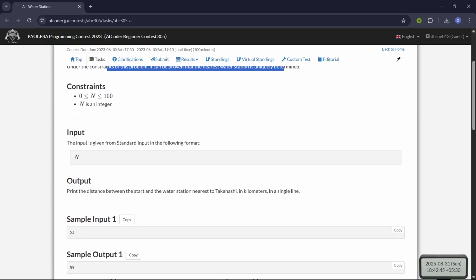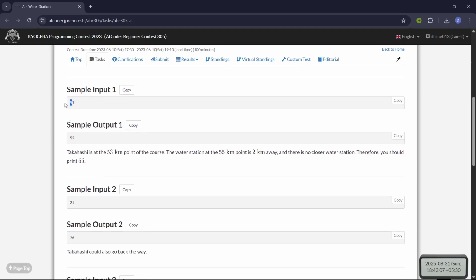Under the constraints of this problem, N is given from 0 to 100. In every question we must focus on the constraints, because they help us build the answer and help us manage the edge cases which might be forgotten. So reading the constraints is a must. It is from 0 to 100.